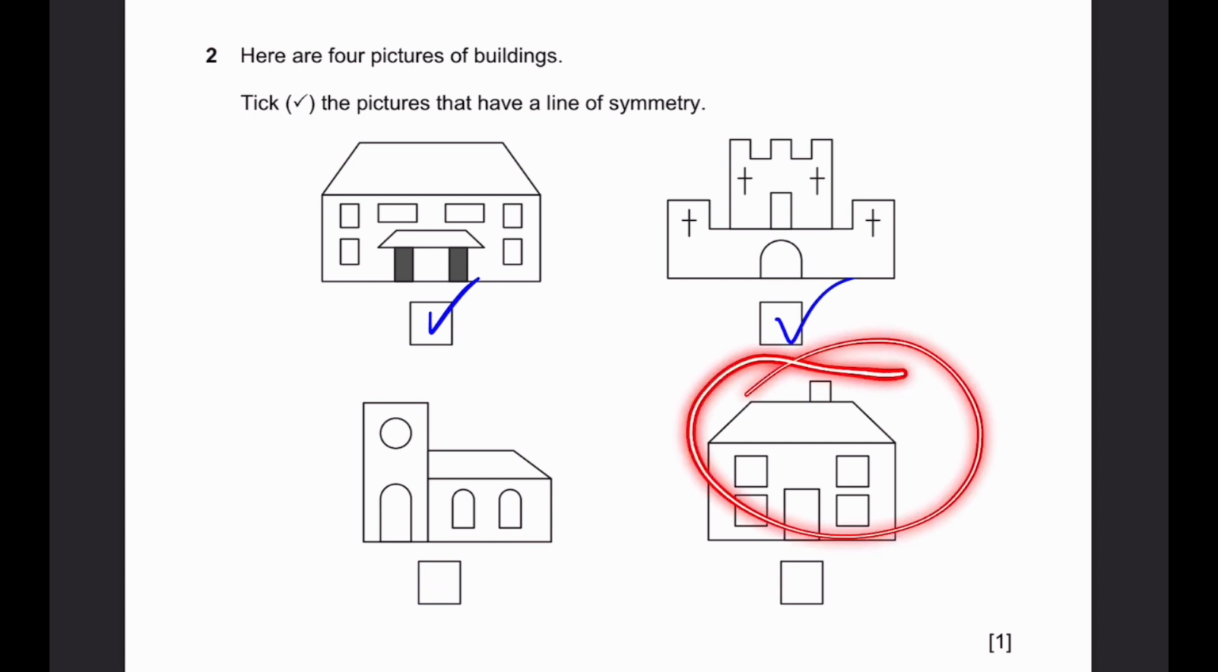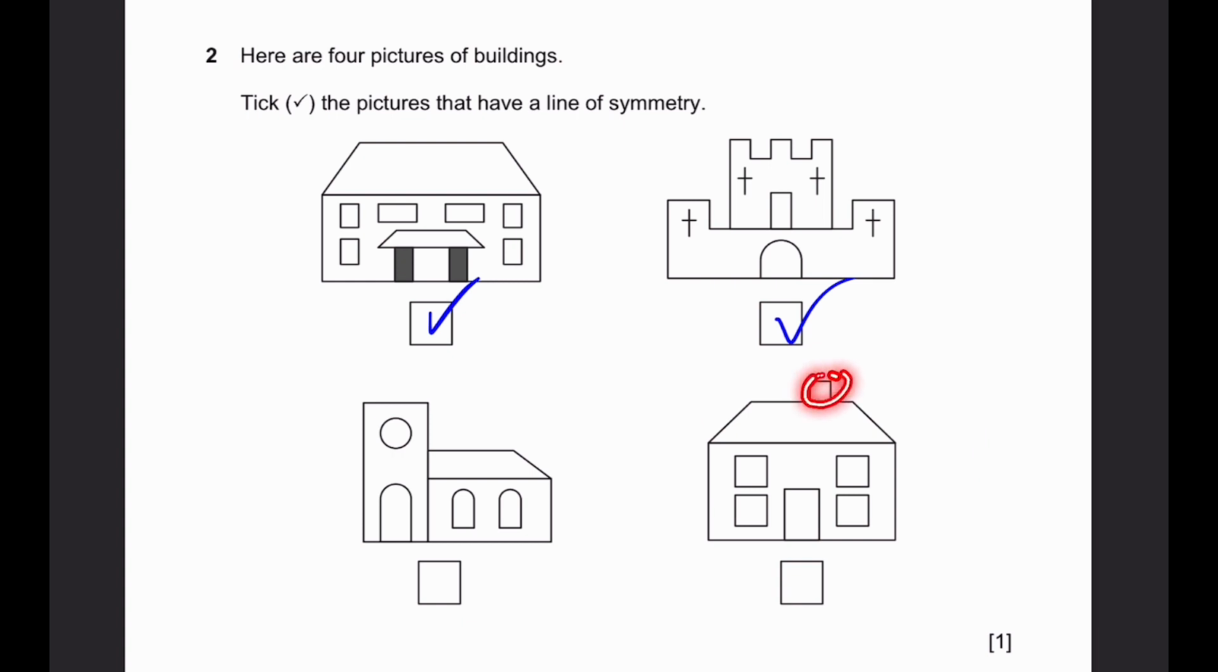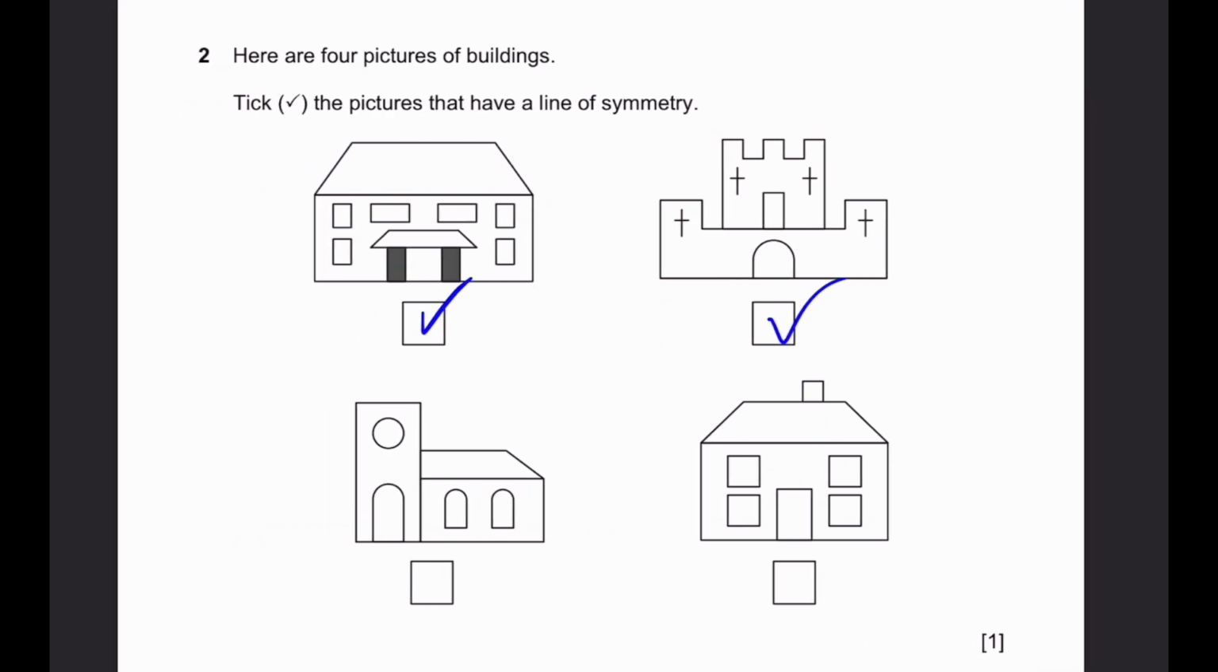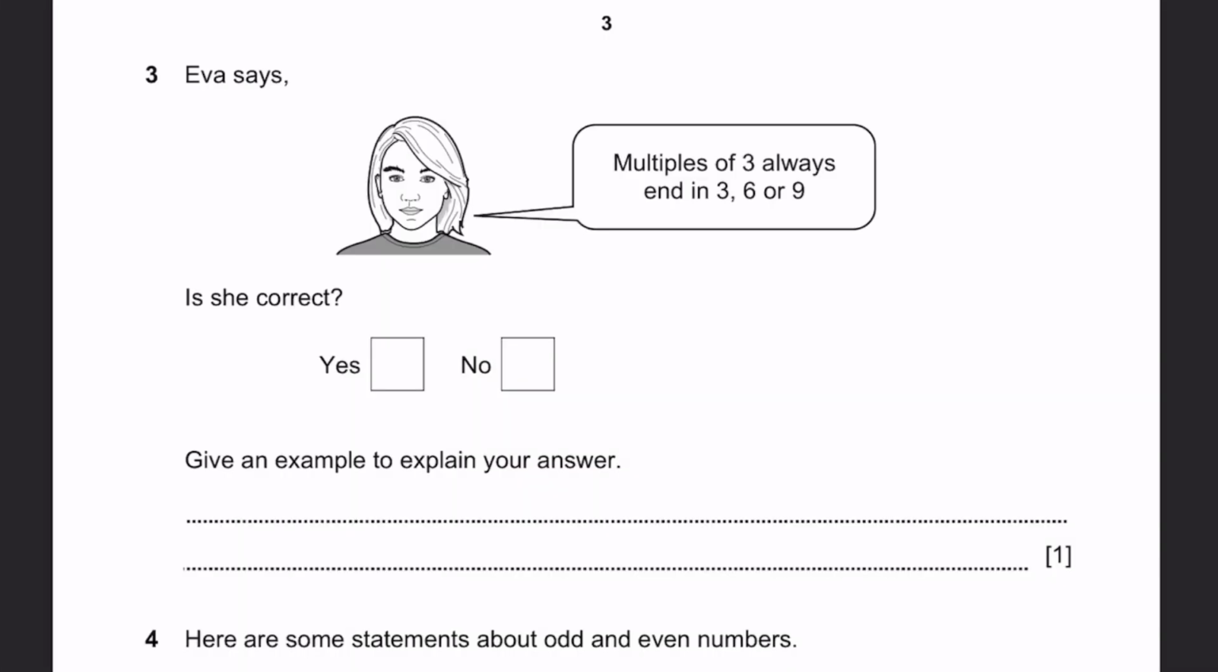And this one might look like it has, but this square over here on top is a bit to the right of the middle line, so it doesn't have one. Question 3. Eva says multiples of 3 always end in 3, 6, or 9. Is she correct? Yes or no? Give an example to explain your answer.